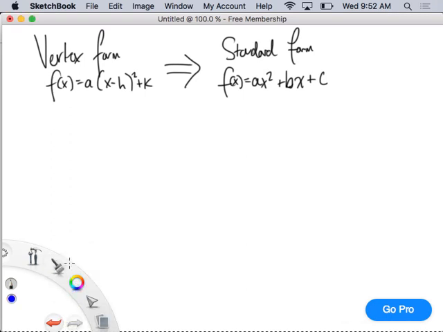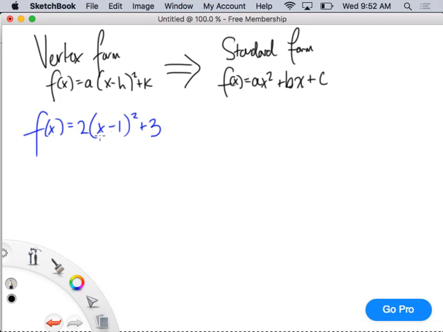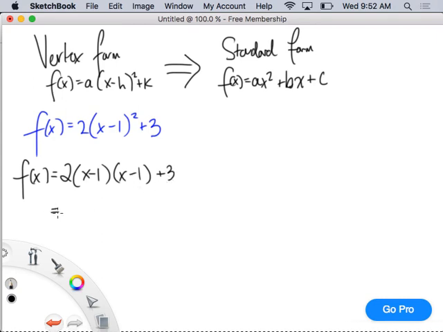Well, it's actually quite simple. Say I have f of x equals 2 times x minus 1 squared plus 3. Well, all I have to do is just kind of square this out or FOIL it, however you want to do it. So f of x equals 2 times x minus 1 times x minus 1 plus 3. Right, because I'm squaring it. You could also do square the first, square the last, multiply and double. That's how I do it, but if you want to do it this way, that's okay.